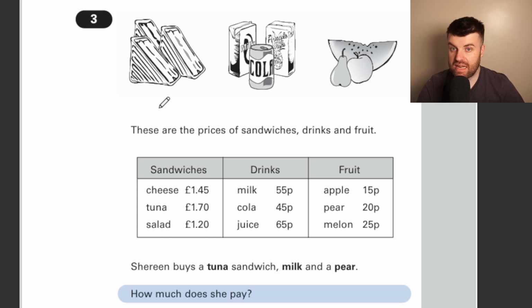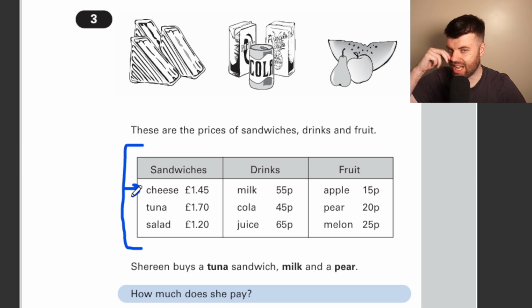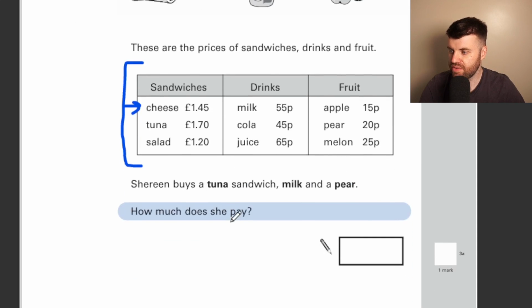Let's take a look at this one then, a money question. Money always comes up, so that's not changed. The only thing that has changed though, no way am I getting a cheese sandwich for £1.45 these days. More like £145, right? So those prices have shot up, very different back then. These are the prices of sandwiches, drinks and fruit. Shireen buys a tuna sandwich, milk and a pear. How much does she pay?